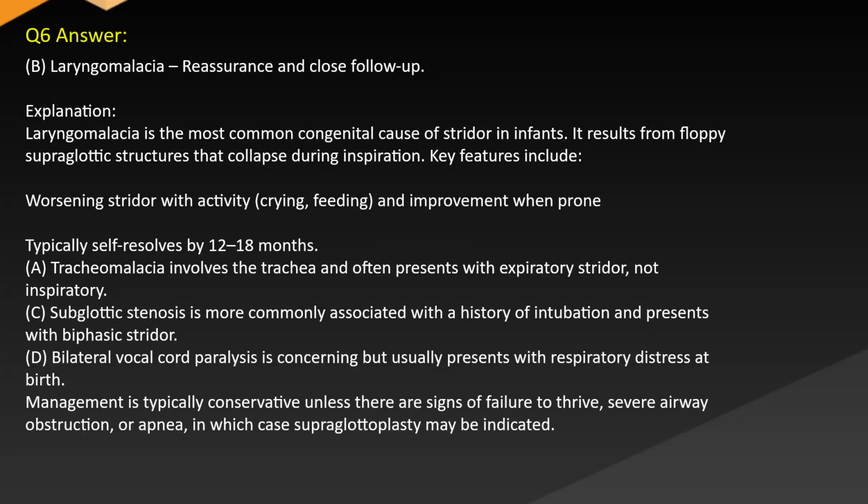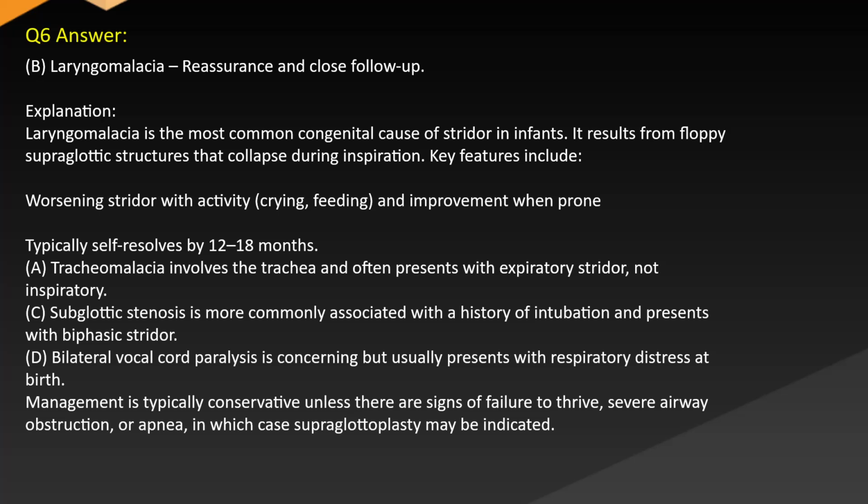Answer: B. Laryngomalacia. Reassurance and close follow-up. Explanation: Laryngomalacia is the most common congenital cause of stridor in infants. It results from floppy supraglottic structures that collapse during inspiration. Key features include worsening stridor with activity, crying, and feeding, and improvement when prone. It typically self-resolves by 12 to 18 months.